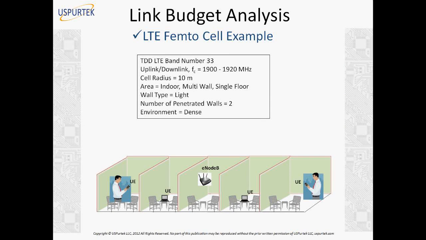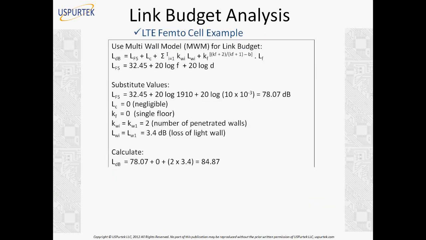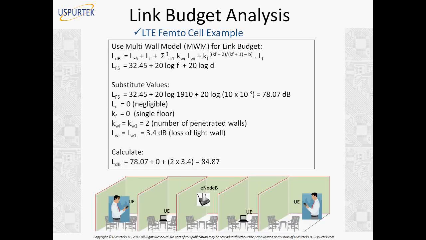Here we consider the example of using LTE band number 33, again a TDD band. Cell radius is only 10 meters here. Area is indoor, multi-wall, single floor. Wall type is light, and the number of walls we are penetrating here is 2. We are assuming that the environment is dense. You see furniture all around, a typical office environment, full of furniture and people, of course. Here we use the multi-wall model, which is the best fit model for this situation, and we arrive at a path loss of 84.87 dB.